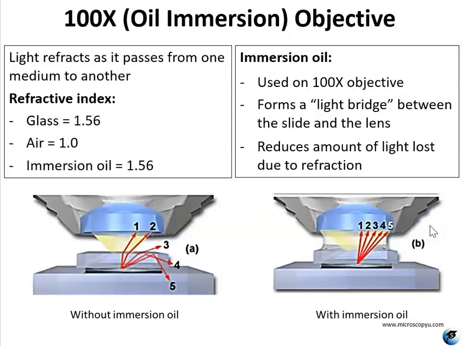The immersion oil forms like a little bridge between the light source and the slide and the objective lens. And that way you reduce the amount of light that is lost. It's very important whenever you're using the oil immersion lens that you clean the oil after you use it. Don't want to leave it on the lenses. And you're never using immersion oil with any of the other objectives, just the 100x objective.